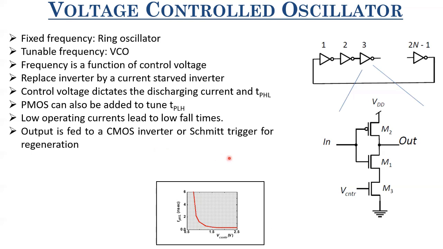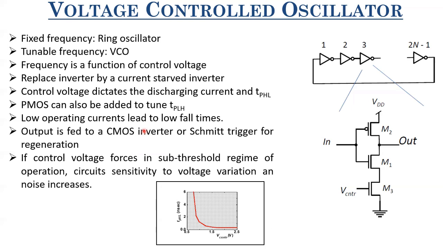So what you can do in that case is, if you have a very high fall time, a large fall time basically, not a low fall time. If it's a low fall time, it's actually good for us. If it's a large fall time due to the low operating current, then it's a problem for us. And then what you do is, instead of having this feeding another such gate, you feed it to a CMOS inverter or Schmitt trigger for regeneration, right?